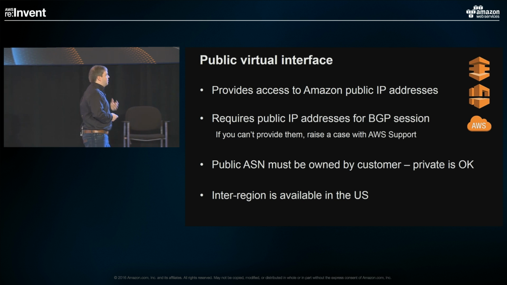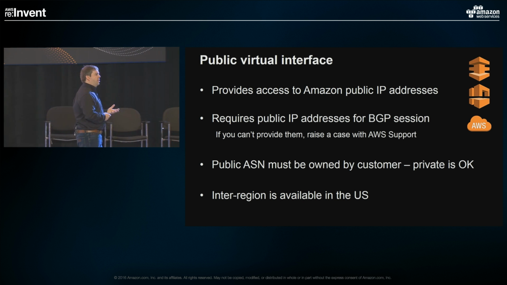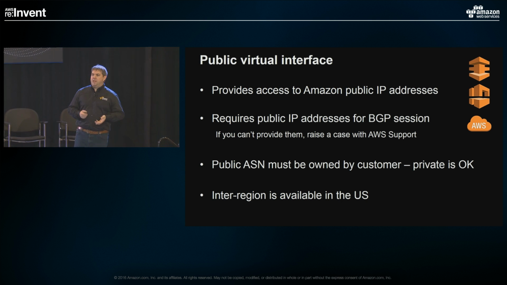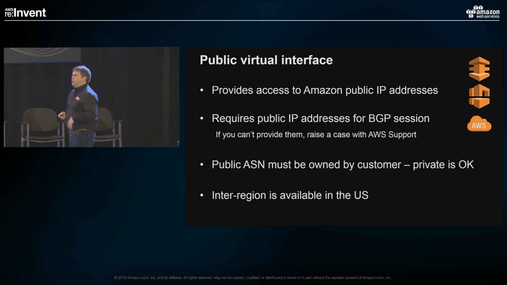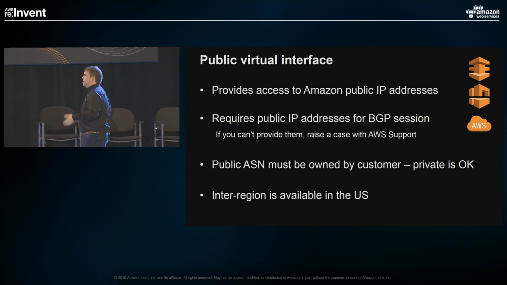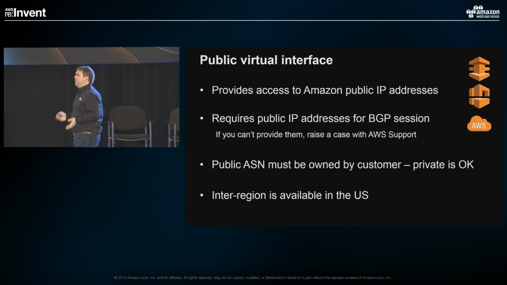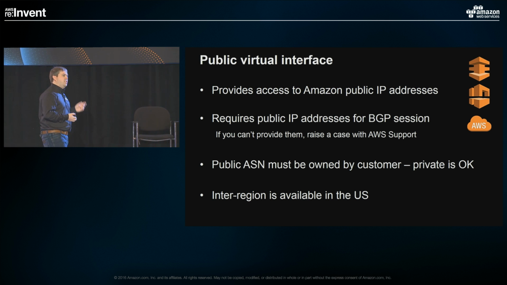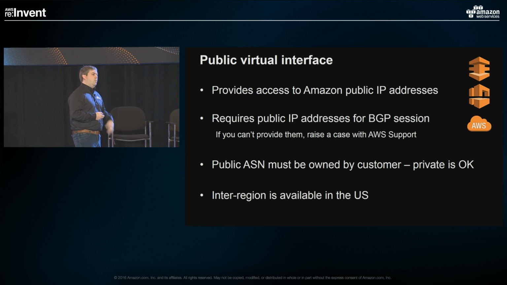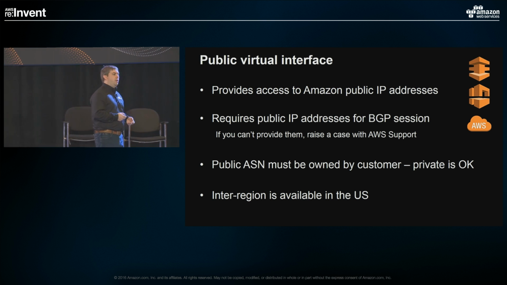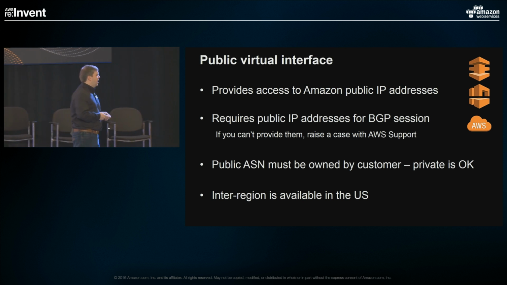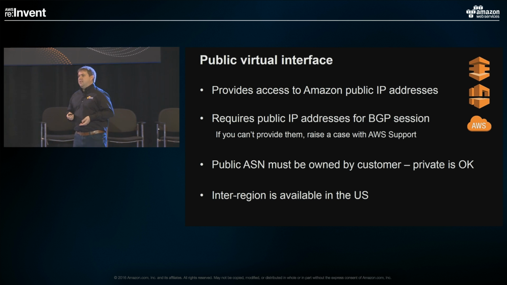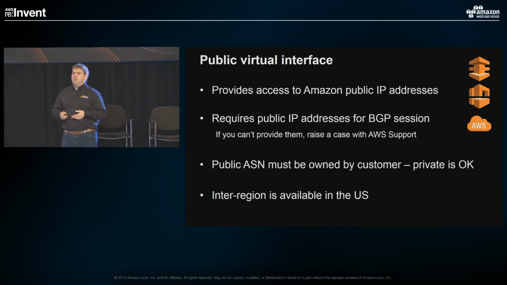Now that public virtual interface that gives us access to all of Amazon's public IPs in that particular region, it requires public IP addresses for the BGP peering session. As I mentioned, you can open a case with AWS support if you need a /31 to use for that, but if you have your own IP addresses, you can announce those to us. When you create the virtual interface, you specify those IP addresses. We then whitelist them to accept them into our network once we've verified that you own them, and then you can use those.